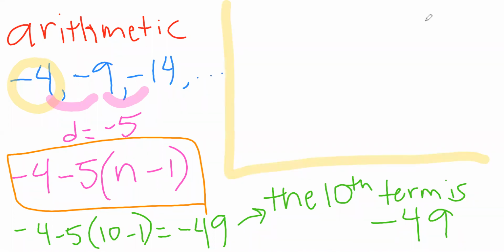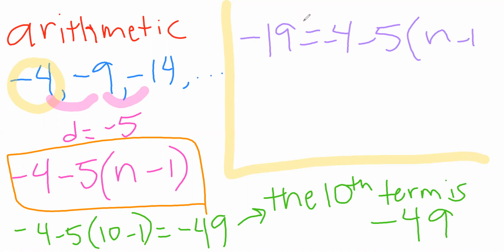And then the other thing you can do, like I said, is you can use your equation and set it equal to something else. I know that at some point we're going to get a value of negative 19. So if we have negative 19, we can set that equal to our equation, negative 4 minus 5 times n minus 1, and we would solve for n. To solve for n here, we're just going to need to use our inverse operations. So let's go ahead and do so.